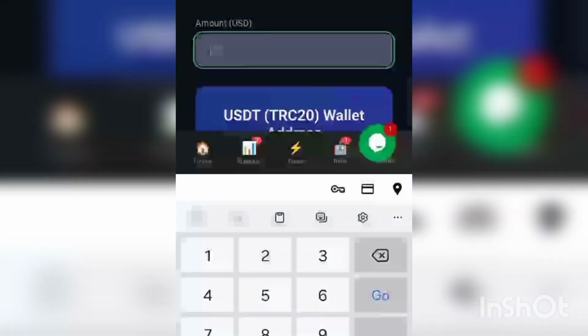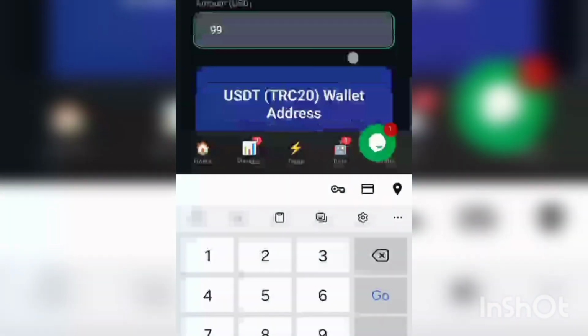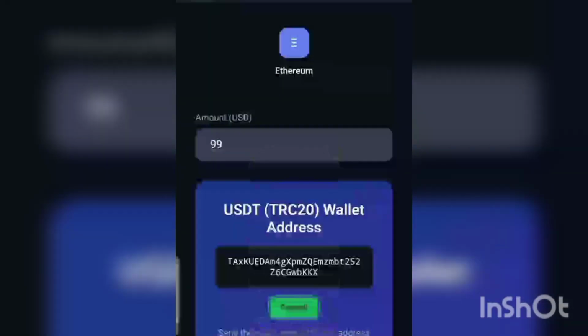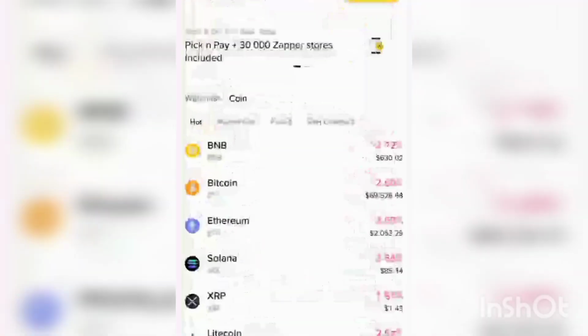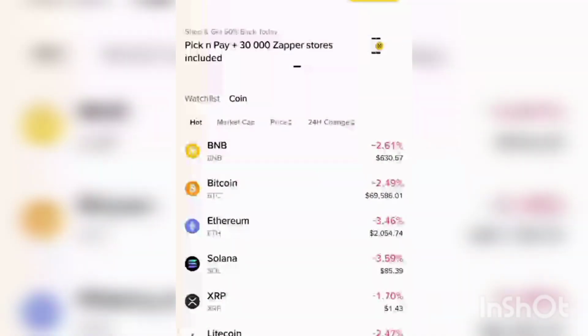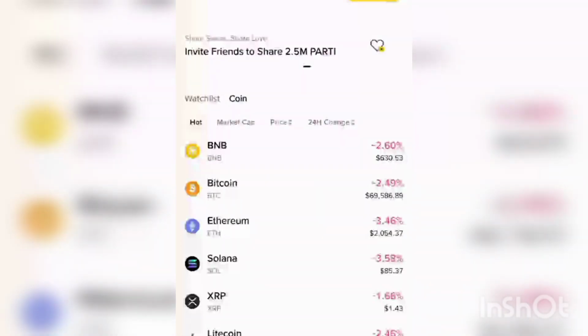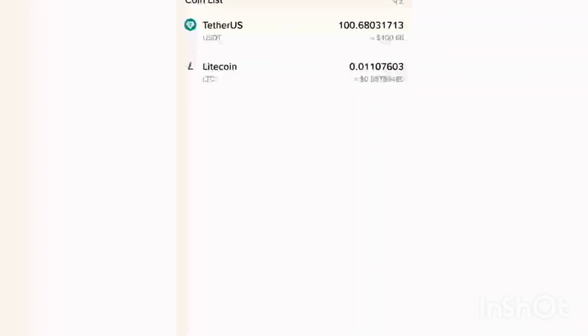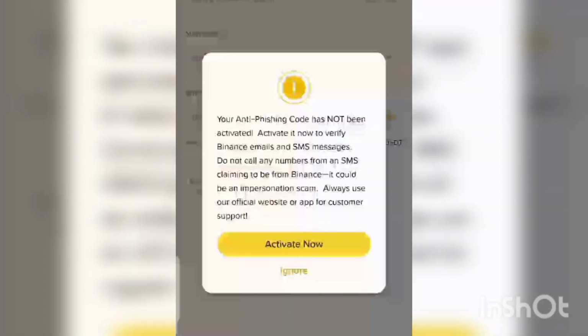Okay, so what I'm going to be doing right now, since I've selected USDT, is inputting 99 USDT, since I have 101 USDT, and as you can see, I've copied my USDT TRC20 address. So let's head back to my Binance. You can use Bybit, KuCoin, Gate.io, MEXC, any exchange that you like, to fund. The next thing I'm gonna be doing is to click withdraw, then paste my address.